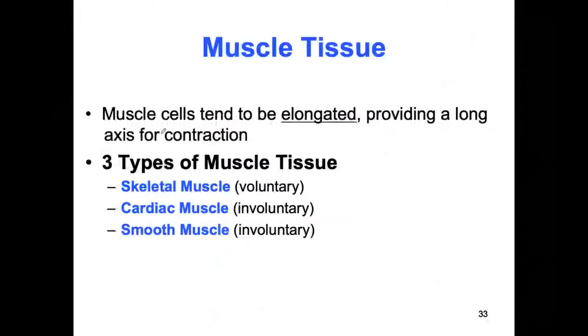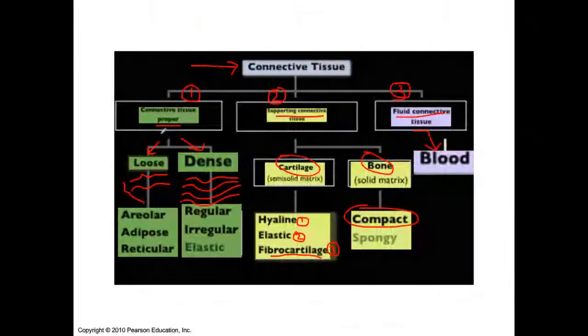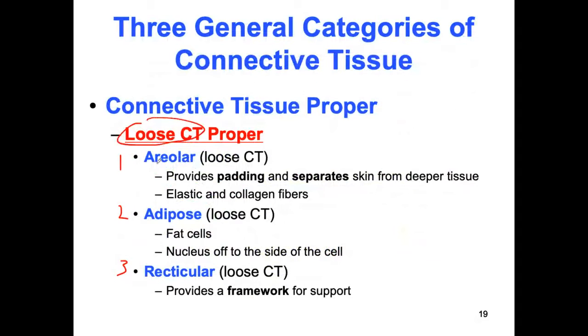And then that's it. Okay, so let's look at loose connective tissue. And again, we have areolar, adipose, and reticular. Again, this is connective tissue proper, but it's considered loose connective tissue. So areolar connective tissue is going to provide the padding that's going to separate your skin from the deeper tissue.